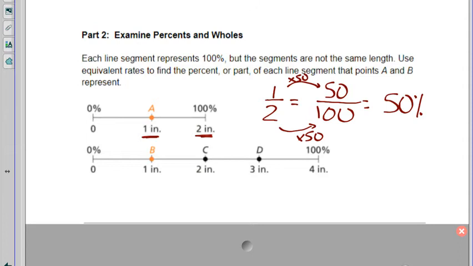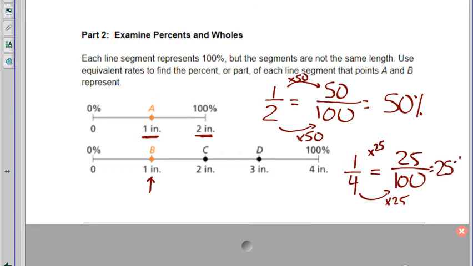On this next one, they're asking me for point B right there. And I know that point B is 1 out of 4 inches. 4 is the 100%. And I say, how do I get from 4 to 100? Well, that's times 25. And I get 25 per 100 or 25 per cent.